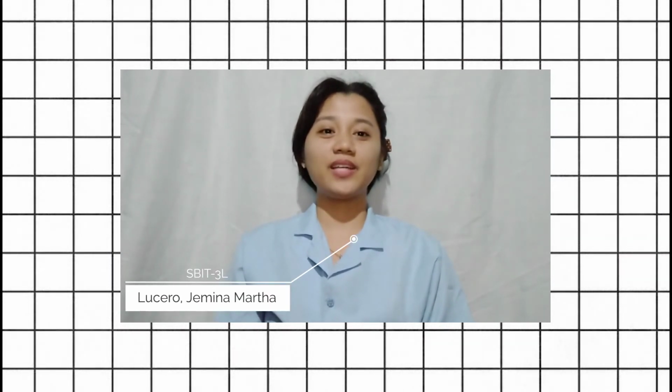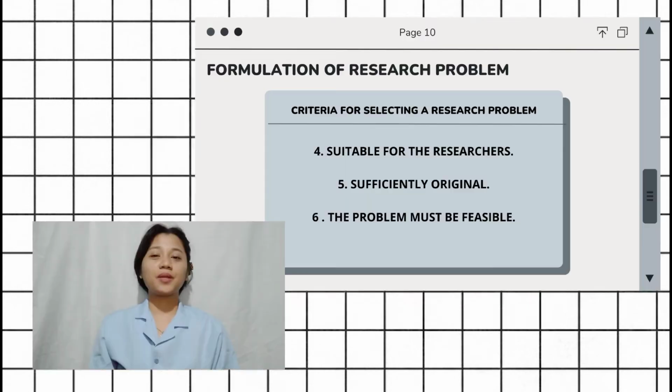I am going to present the continuation of criteria for selecting a research problem. Number 4, suitable for researchers. Everything must be connected to your profession or the course you are taking. Number 5, sufficiently original. It means authentic, must be genuine. It speaks about originality. It does not plagiarize, and also it provides all the qualities of being authentic.